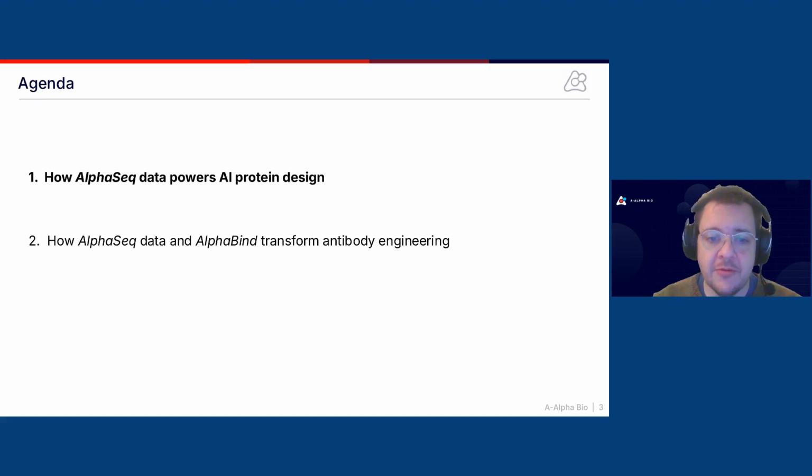I'm going to start with a general overview and a few examples of how AlphaSeq data can power AI protein design in a variety of different ways. And I'm going to finish in the second half of the talk with a more focused look at antibody optimization as one of our most common use cases, showing how we put AlphaSeq data and our AlphaBind models together to really transform the way we think about antibody engineering.